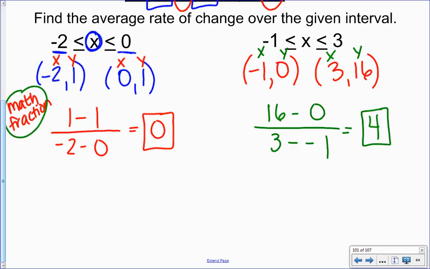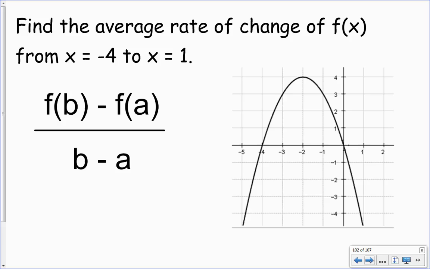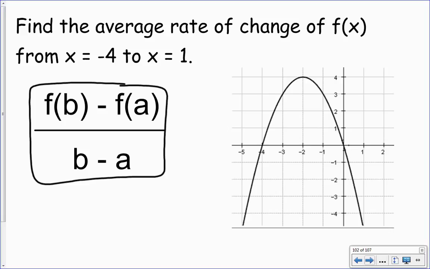All right, for the next one, this time you're given a graph. So first thing, let me explain to you what this part means. Remember when you're given f of x. F of x is just the same thing as y. But in this case, it wants the y value of b minus the y value of a. So it's just a fancy way of saying y is on top, x is on bottom.